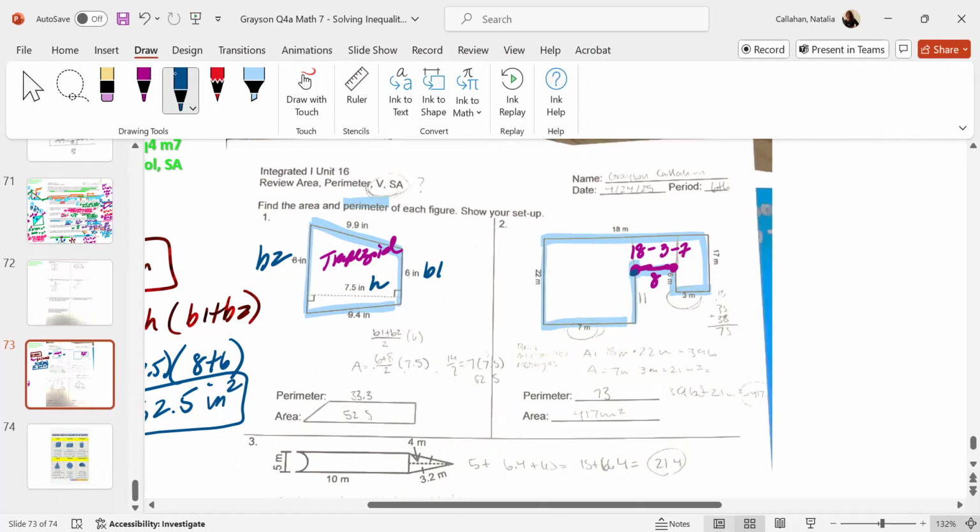Then to get to this blue part right here, what's the whole thing? 22, correct? Minus 17 will give you that part, right? Or actually, it won't be 17. It'll have to be this little piece right here. How'd you get 11?